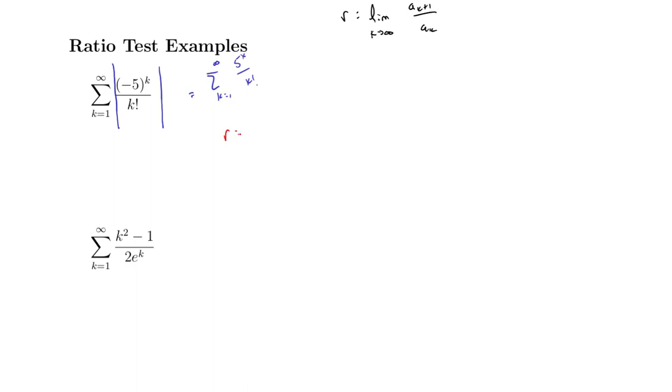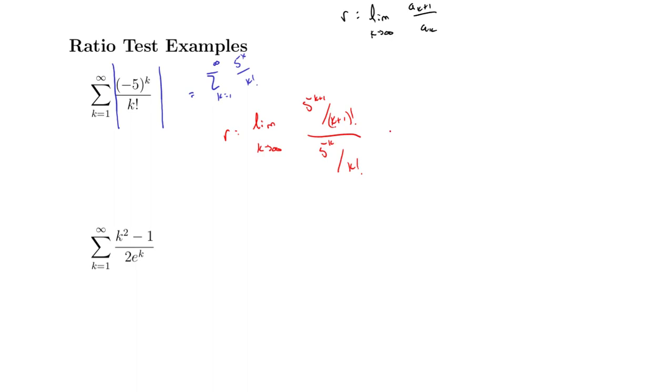Here, r is equal to the limit as k goes to infinity of this with a k plus 1 in it instead of k. So what I'm going to do is put k plus 1 right in here and right in here. So I've got 5 to the k plus 1 over k plus 1 factorial. And I'm going to divide that by the a sub kth term, and this is 5 to the k over k factorial.